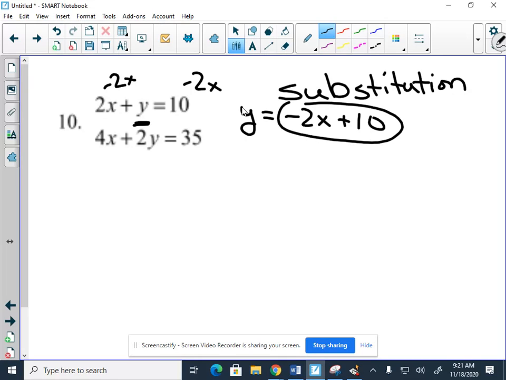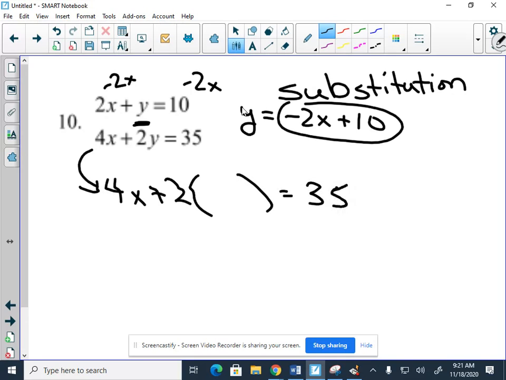Now, y is almost by itself. I'm going to now go into the other equation. Into this equation, 4x plus 2 times y equals 35, and I took out the y. This method is called substitution.